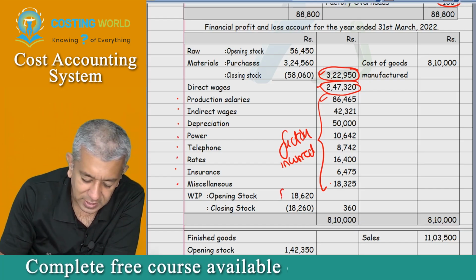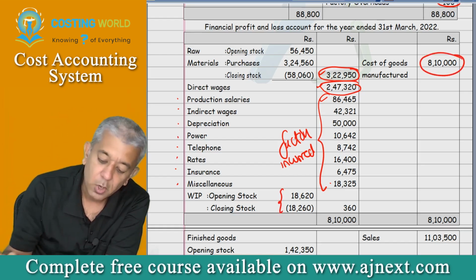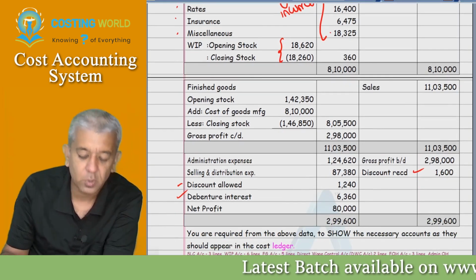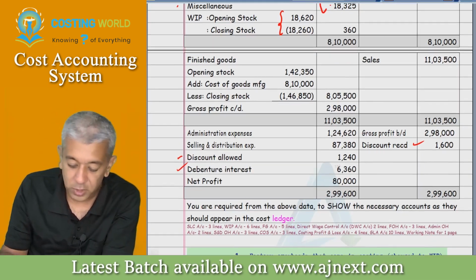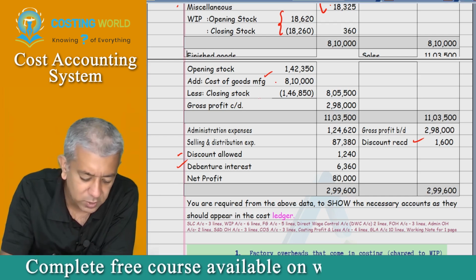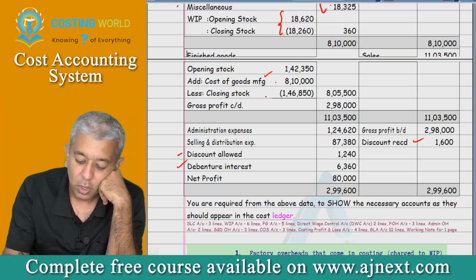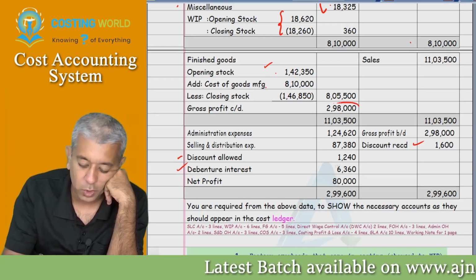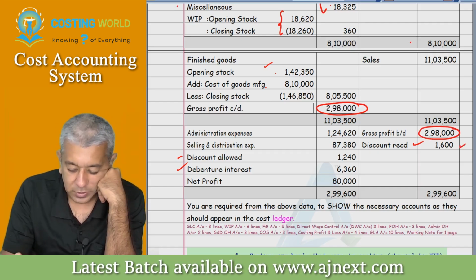Then in this case there is WIP opening and closing stock. Cost of goods manufactured is supposed to be the balancing figure. That balancing figure appears in your trading account. The trading account starts with opening stock of finished goods. Then 8,10,000 will be coming over here. Less closing stock will be coming. Gross profit in this particular case. On the credit side, sales is there. Finally, your gross profit, your balancing figure, comes over here. This thing is there. Discount received.